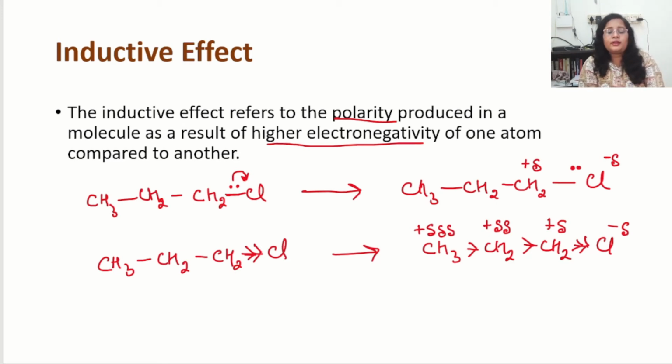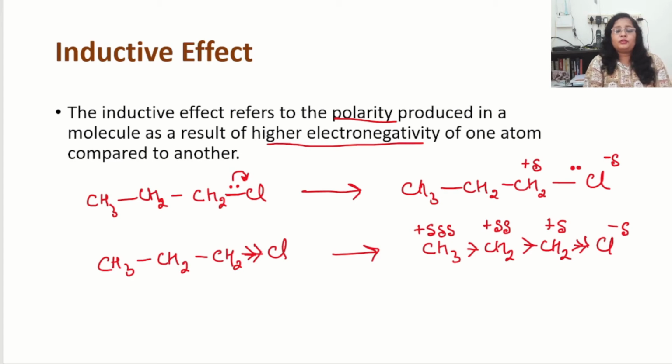Double delta means smaller than the delta, and triple delta means smaller than the double delta. It means slowly the positive charge is shifting towards the next carbon, but the amount every time is smaller than the earlier one. And it will be negligible after the third carbon. So we will not study anything else next to the third carbon.